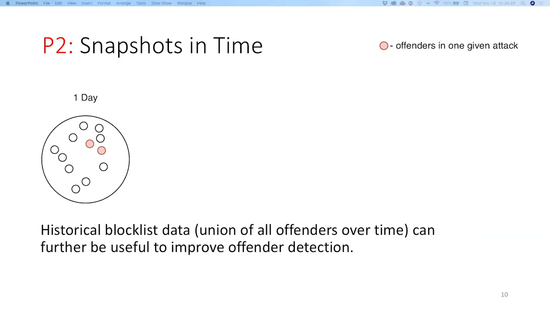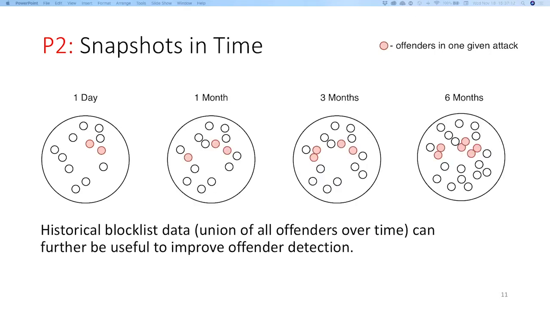So let's look into the second problem. Here we see that historical blocklist data could be useful because there is a repeating pattern of attackers coming in and going out of blocklists. So if you were to monitor the snapshots of blocklists over time, and include all the historically listed IP addresses in these blocklists, we could potentially capture these reoffending IP addresses.